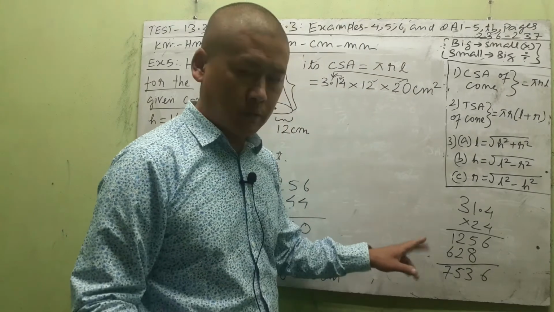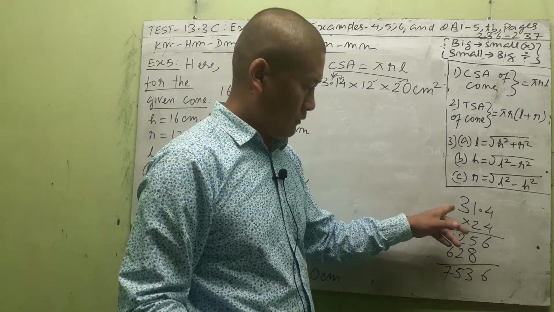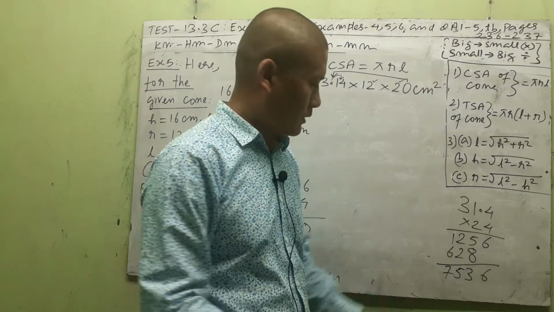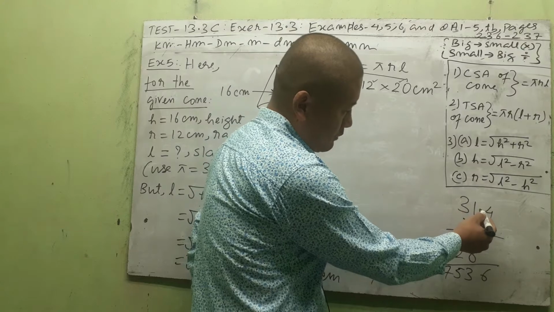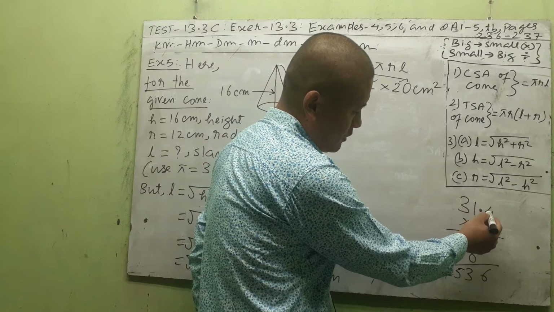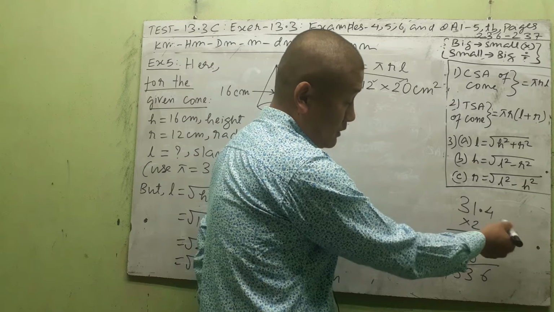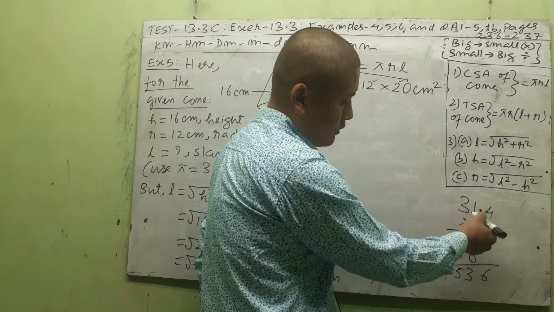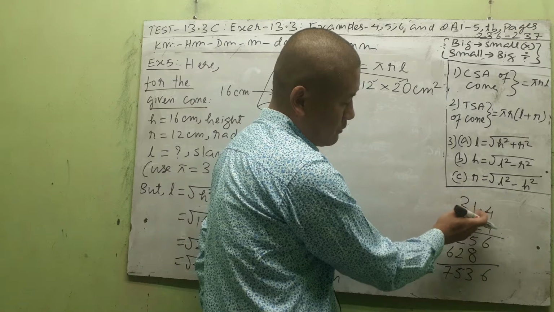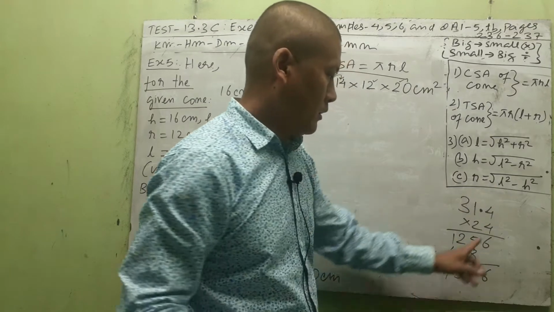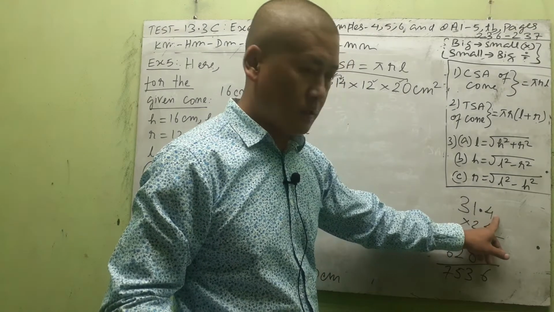Now we have to count the decimal places. As we have been saying quite often, in a decimal number, the places on the right side of the point are called decimal places, and the ones on the left of the point are called integral. So 31 is the integral part, 4 is the decimal. As we can see on the right, only one decimal place.